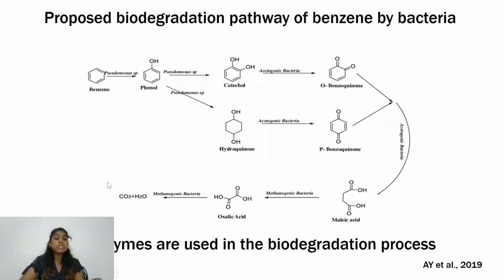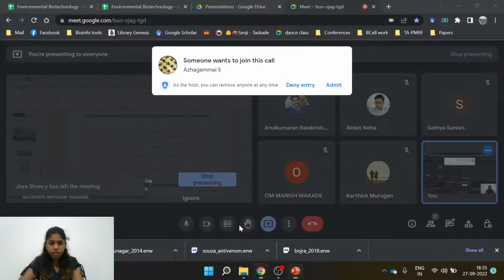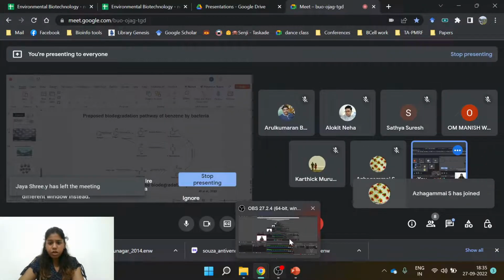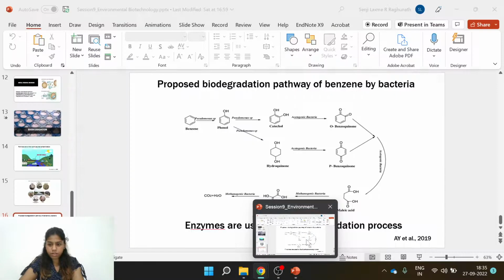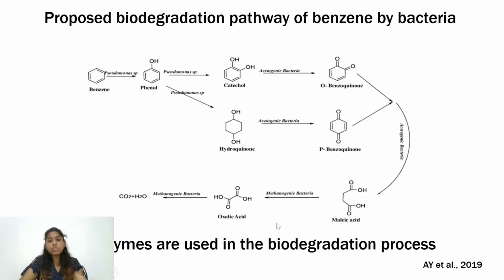To achieve this, we should understand what the different byproducts are in each of these processes, so that we can use the respective microorganism for each of these conversions. That is the pathway for degradation of benzene by a combination of these different bacteria. Actually, that is all I have for today.